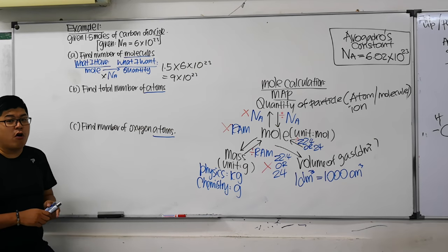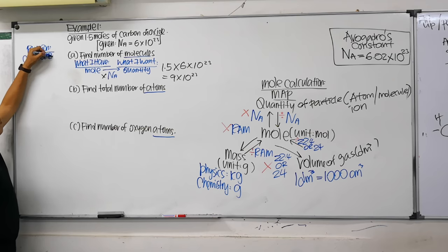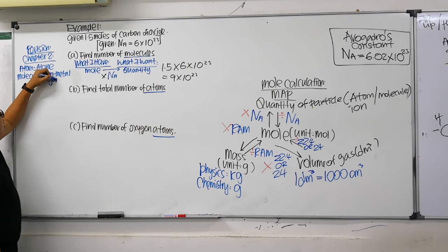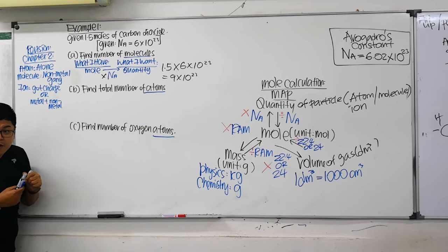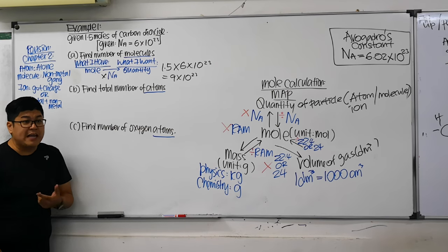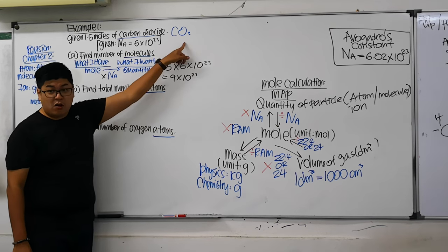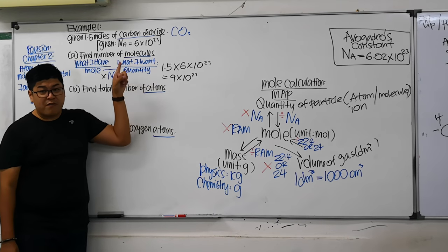Actually, what is a molecule? Recall your chapter 2. Revision, everyone. In the first lesson of chapter 2, I told you before, an atom is anyone who comes alone. A molecule is anything formed by non-metal and non-metal, we call it the non-metal gang. An ion is anything that carries charge or anything formed by metal plus non-metal. This is what you learned with me in your first lesson. Actually, they asked me to find the number of molecules. What molecule are they referring to? The carbon dioxide. Carbon dioxide is the molecule. Why? Carbon dioxide formula is CO2, made by non-metal carbon and non-metal oxygen. When you have non-metal and non-metal merged together, that is a molecule. So the molecule they ask you to find is carbon dioxide.